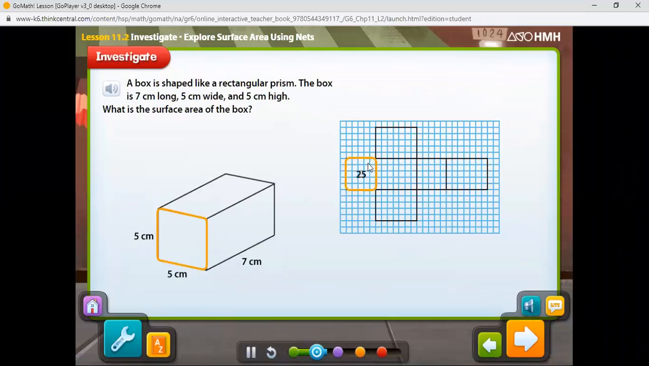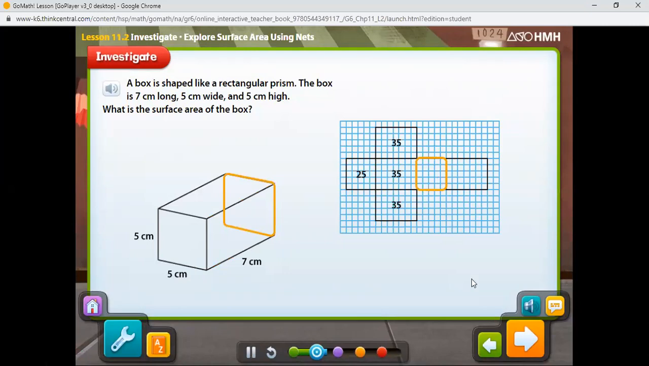There are 25 grid squares in this face. How about in this face? There are 35 grid squares. And this one? There are 35 grid squares. Keep going. This one has 35 grid squares. We can also find the number of grid squares in a different way.